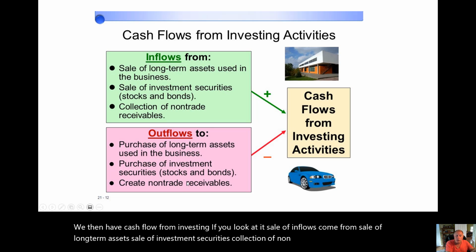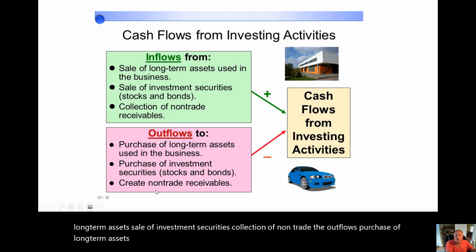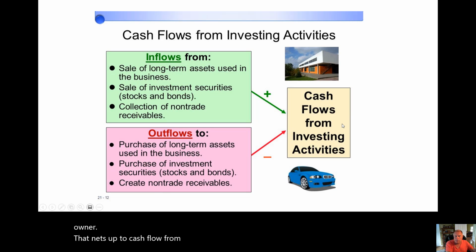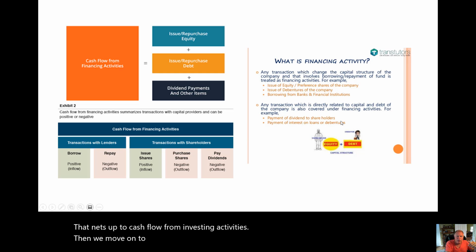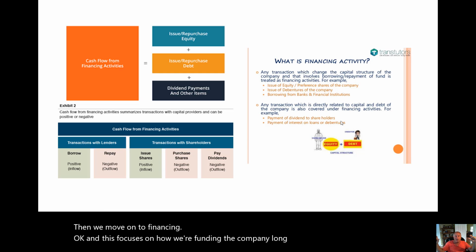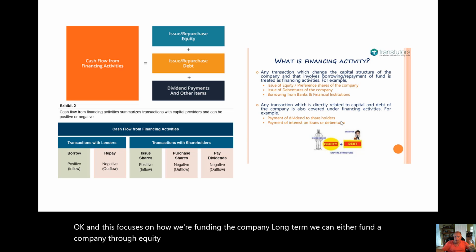The outflows: purchase of long-term assets, purchase of investments, creation of non-trade receivables, for example, to an owner. That nets up to cash flow from investing activities. Then we move on to financing. Okay? This focuses on how we're funding the company long term. We can either fund a company through equity or through debt.